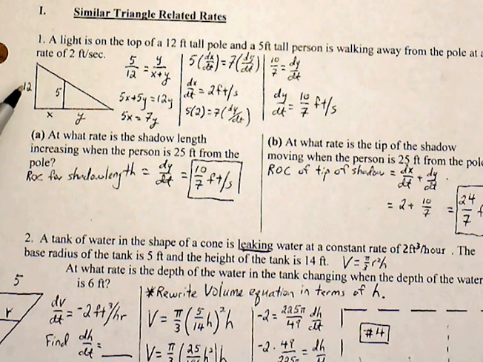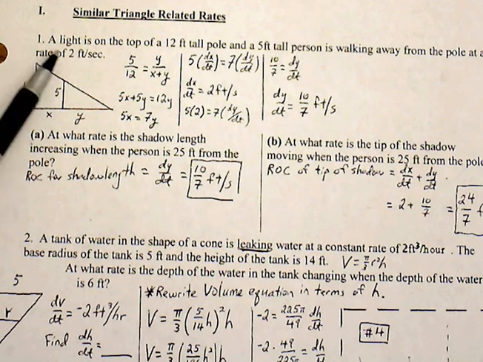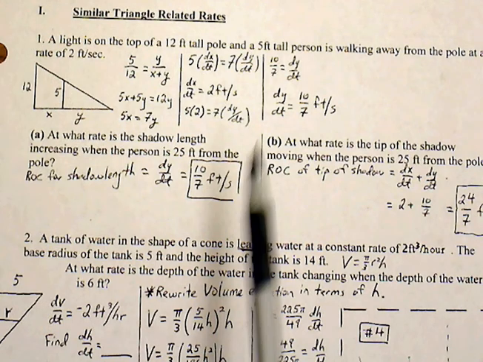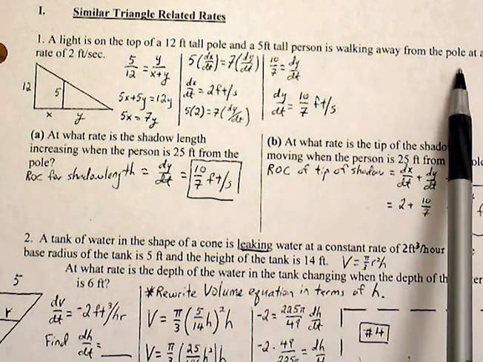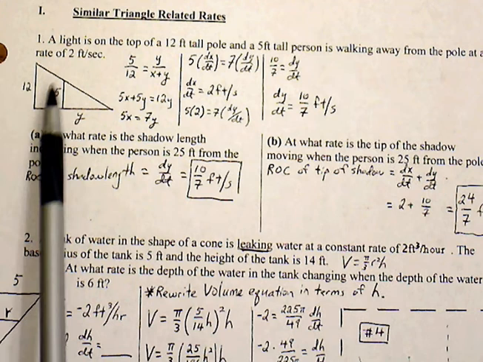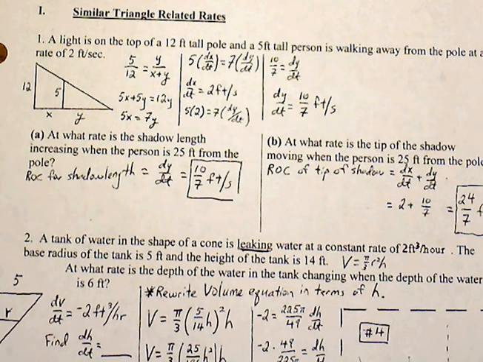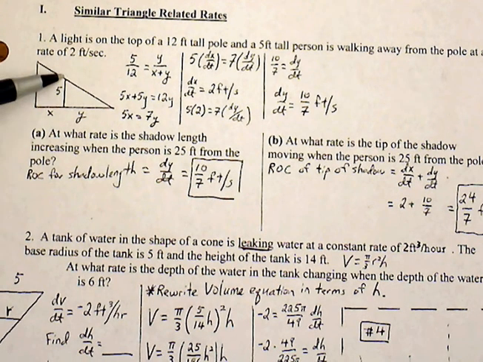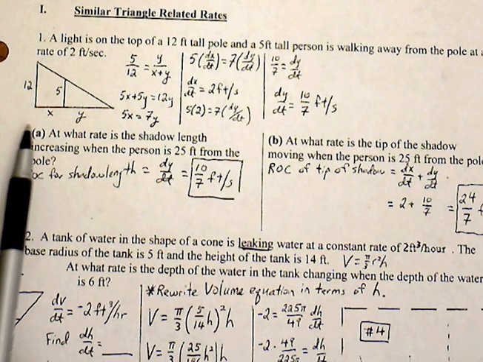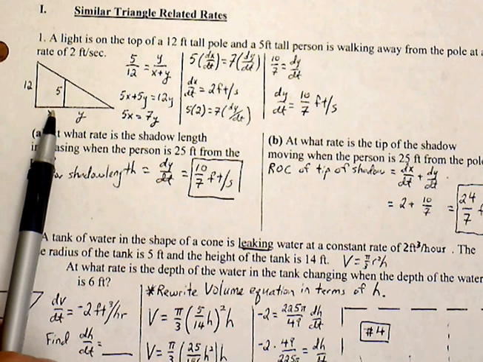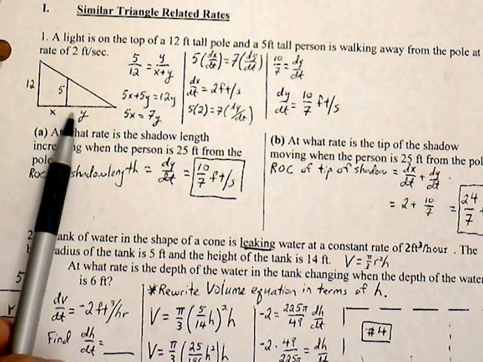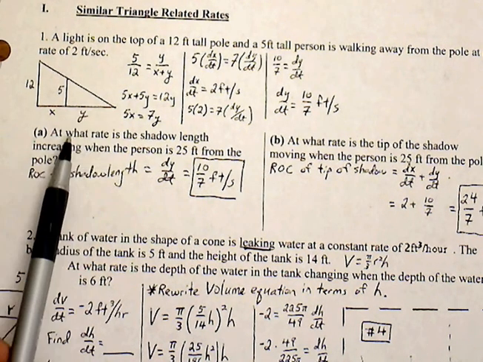So we have, it says a light on top of a 12-foot pole and a 5-foot tall person walking away from the pole at a rate of 2 feet per second. Okay. So 5 represents the height of the person, 12 is the height of the pole, and I like to set this up with x being one portion of the triangle and y being the second portion of the triangle.